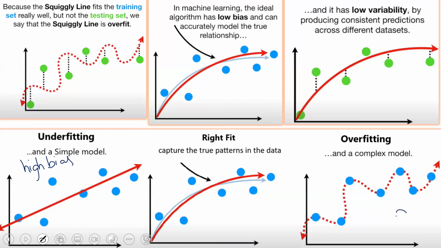This has zero bias. This has low bias. And what about variability? This has high variability.